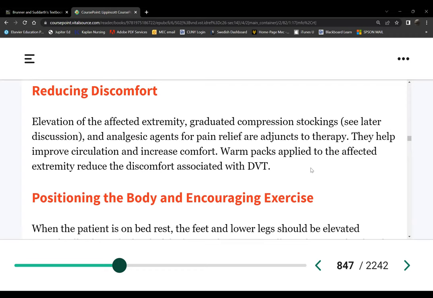What about ambulation? They have an existing DVT. Should they ambulate? If they don't ambulate, what will happen? They'll get more blood clots. So what do we do now? There's a difference between massaging and ambulating. We do not massage. However, can the patient ambulate? Yes. However, they should be on anticoagulants before ambulation. There's really no evidence that ambulation causes a DVT to become a PE. There is no evidence.